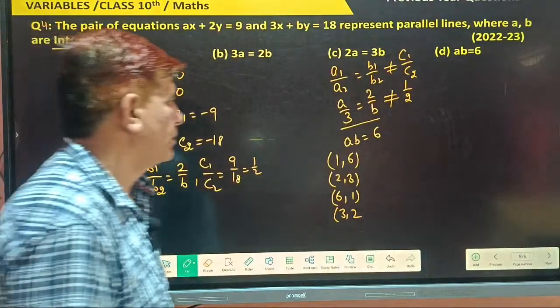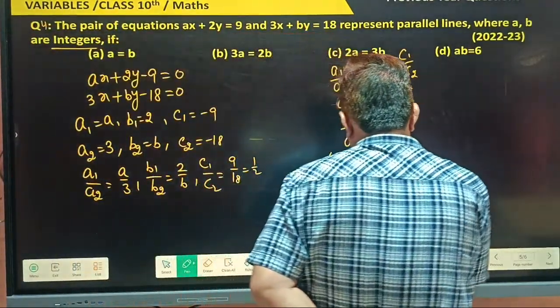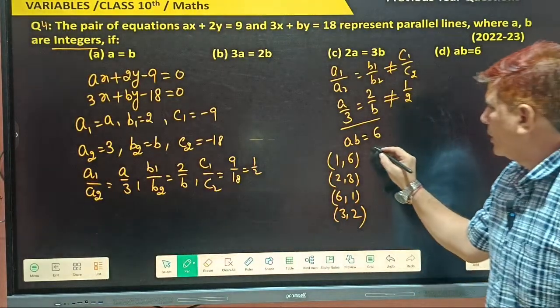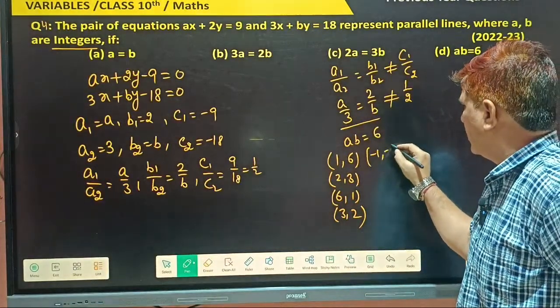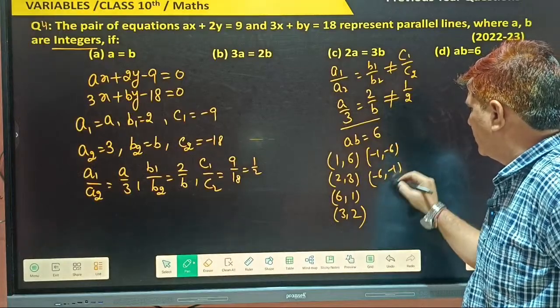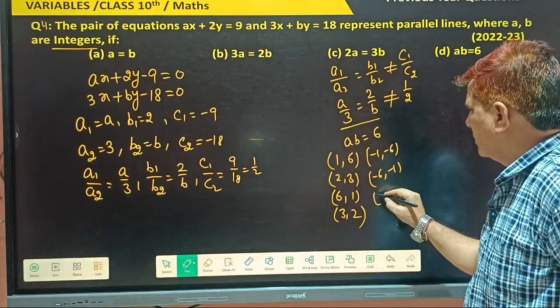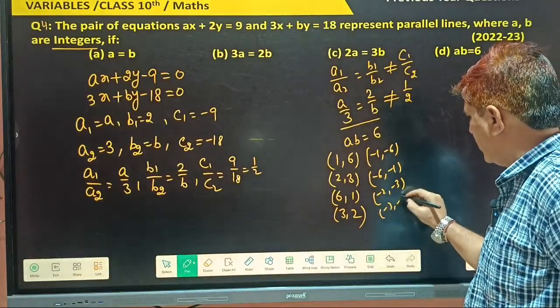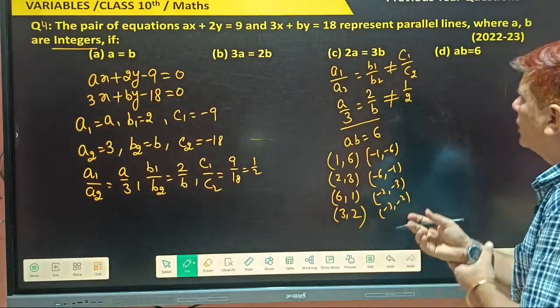Got it or not? So this we have taken, this we have taken. Then what can we say? Minus 1, minus 6, then minus 6, minus 1. Then minus 2, minus 3, minus 3, minus 2. So these are the pairs.